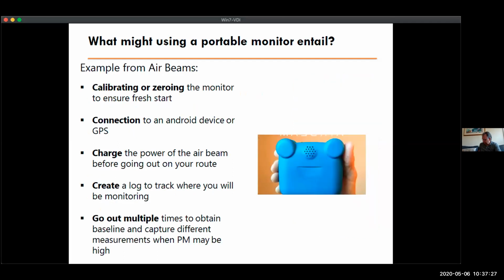And lastly, if you're going to be using a portable monitor, a lot of times you'll need to calibrate it or zero it before you go ahead and start it. You want to go out multiple times to obtain some baseline information. Make sure that it's connected. A lot of times these portable monitors need to be connected to an Android device or a GPS unit, so make sure that you have all the connections squared away before you get started.